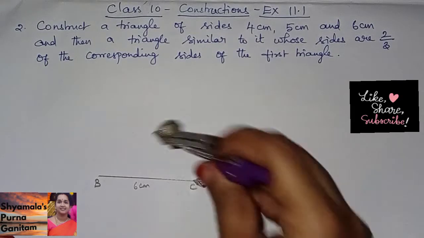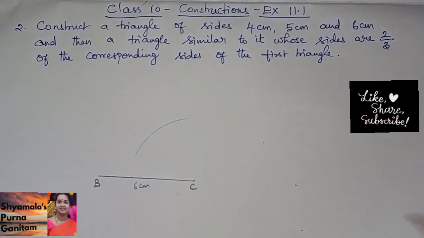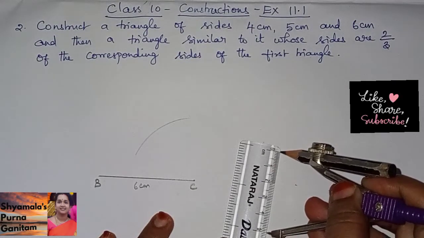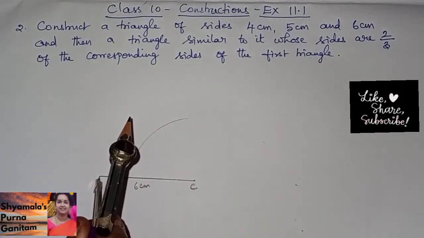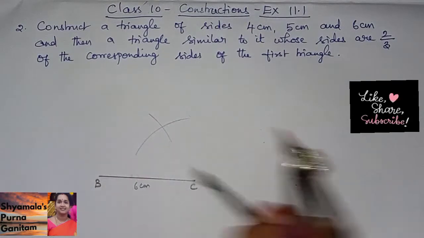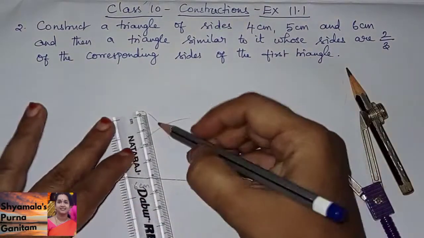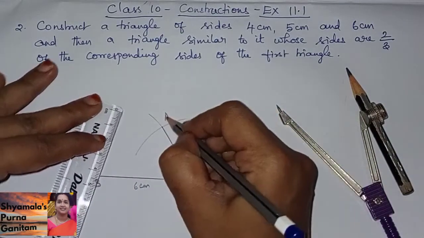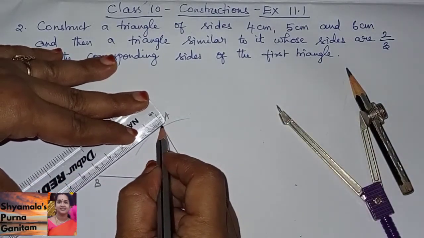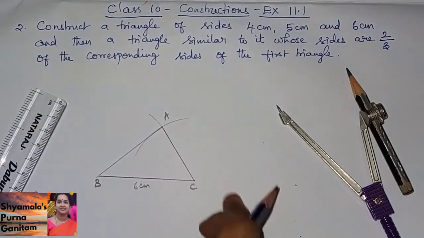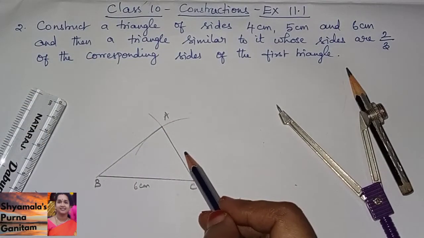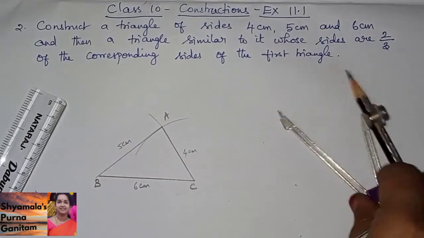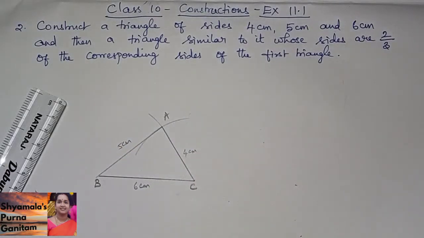With C as center, we'll cut an arc of 4 centimeter. Then again, with 5 centimeter, with B as center, we'll cut the previous arc. Then we'll join this. So this point is A. So AC is 4 centimeter and AB is 5 centimeter. So we have constructed the base triangle.